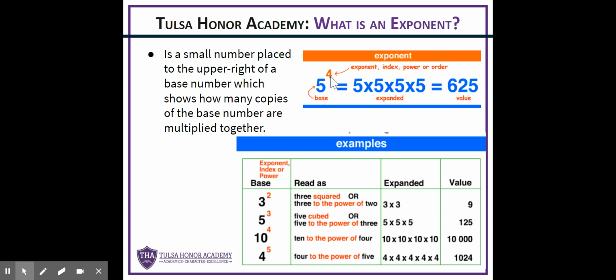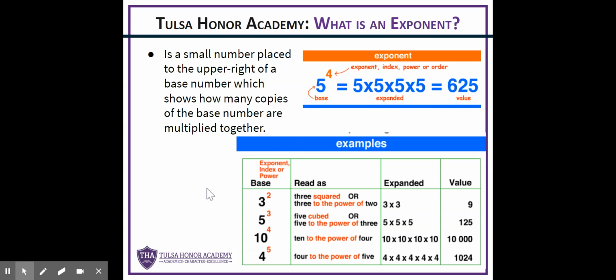And what this 5 to the 4 basically means is we're going to multiply 5 four times. 5 times 5, 4 times. So it'd be 5 times 5 times 5 times 5, and then that eventually gets us to 625.